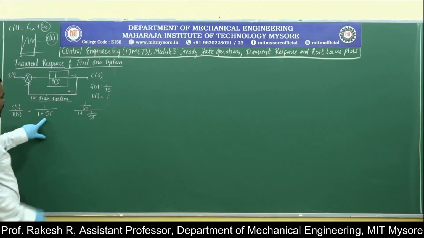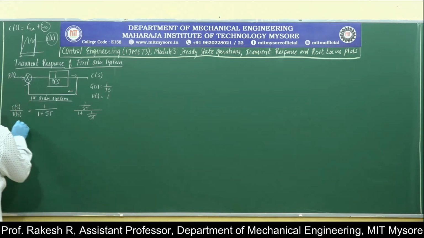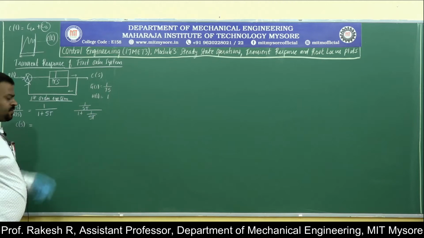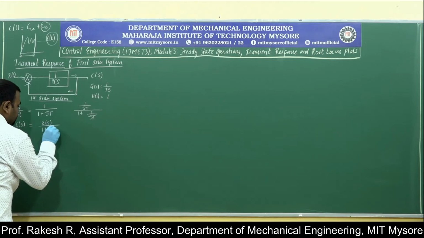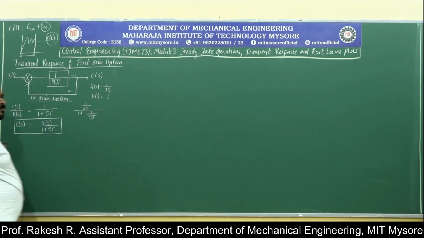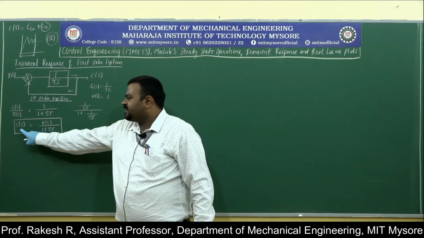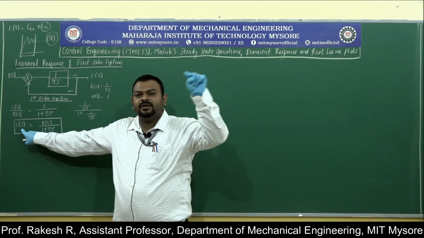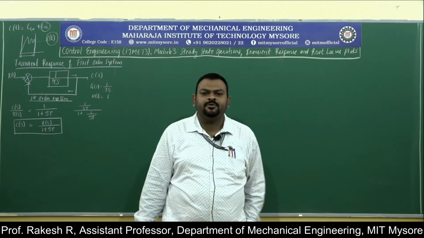So 1 by (1 plus sT) is the expression for the closed loop transfer function, and we want only C of s, so I will send R of s to that side. What happens? C of s equals R of s divided by 1 plus sT. This is the response of the system in terms of s. The response of the controlled output variable is proportional to the reference input signal.